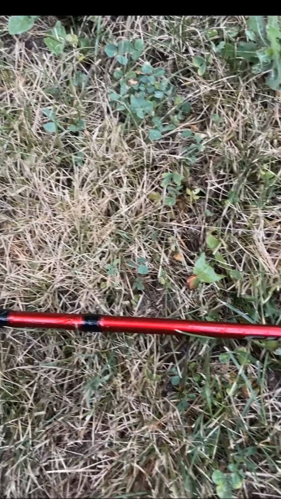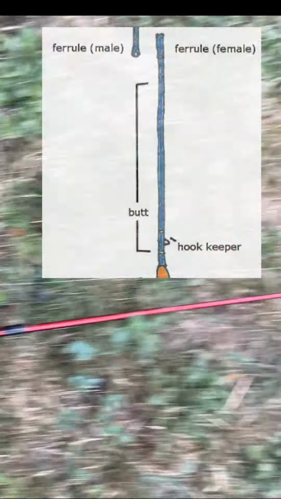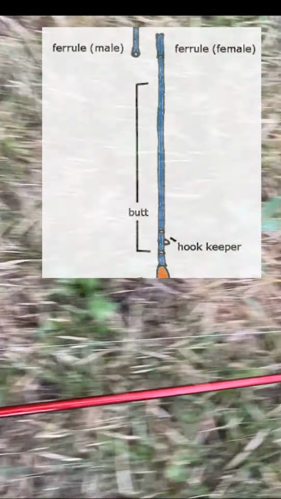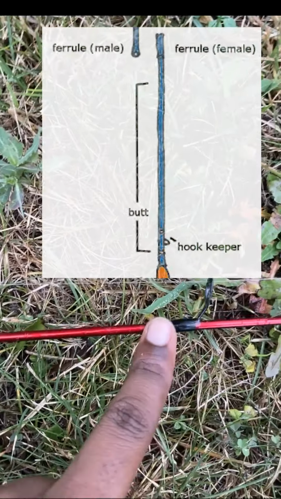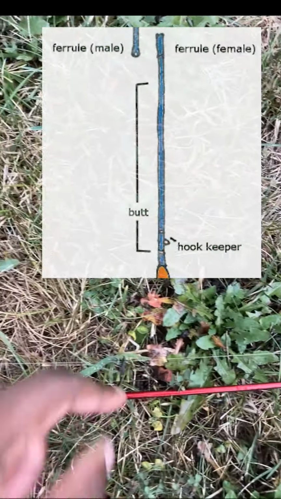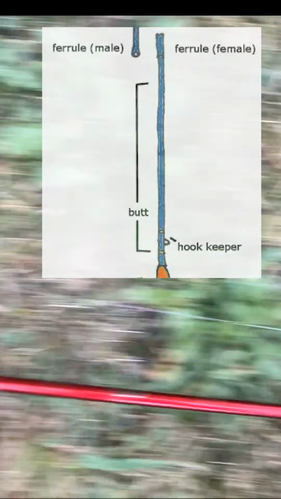Alright, so continuing on, I'm going to talk about the butt. Now the butt isn't this whole rod. It's actually just the bottom half of it. It will usually end at one of these little black parts right here, which will be a female part, and the male part would go into the female part. However, my rod does not do that, but I will still be referring to the bottom half of my rod as the butt.